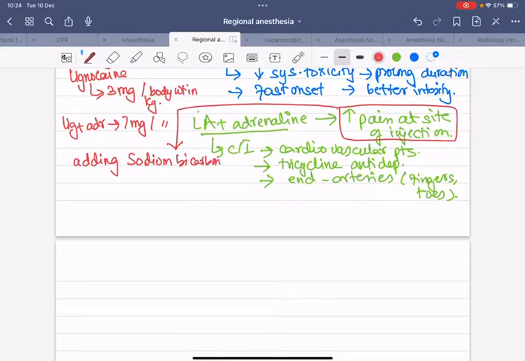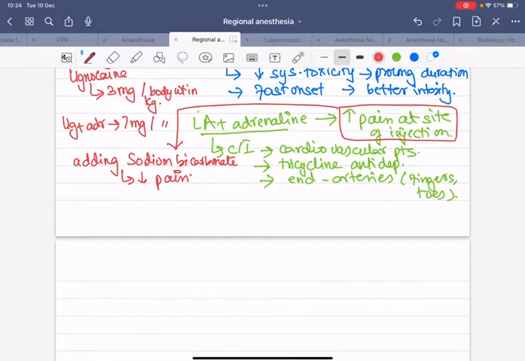When you add sodium bicarbonate, it will reduce the pain. Sometimes we can add sodium bicarbonate also. Please remember, whenever there is an infected site, there will be acidity, which will increase the pain, and when you add sodium bicarbonate, it will make the medium more alkaline, so it will reduce the pain.